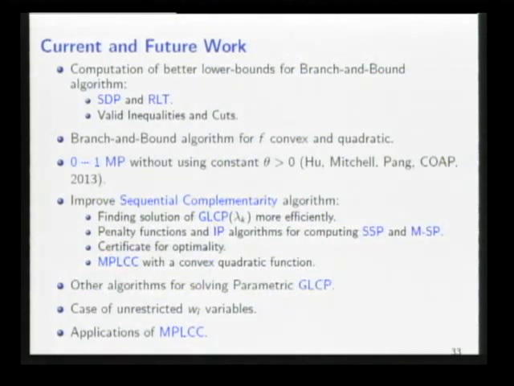That is still open: how to solve this parametric problem, which I mentioned before. And finally, remember the new problem which I mentioned, that is, suppose that you have omega and the y variables are unrestricted. The problem becomes different at least. I wouldn't say it's more difficult, but at least it's different.